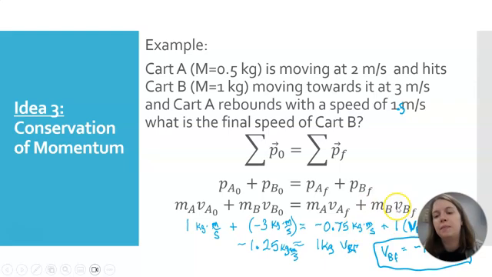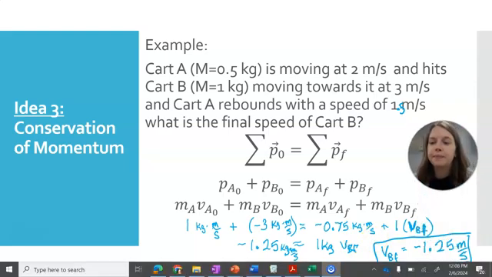And then for cart B, we don't know the velocity, but we know the mass, so we'll plug that in. So we'll add these up. So 1 minus 3 is minus 2, and then we'll add our negative 0.75 over, so minus 2 plus 0.75 is minus 1.25. That equals 1 kilogram times the velocity B had finally. And that would leave the velocity B has in the end to be negative 1.25 meters per second.